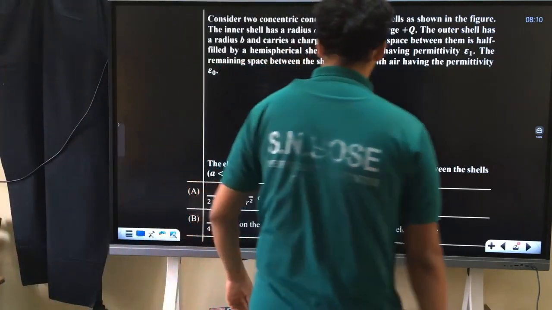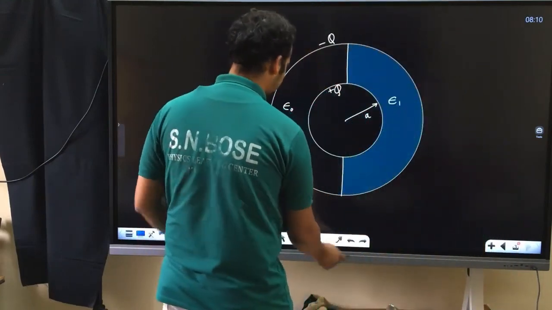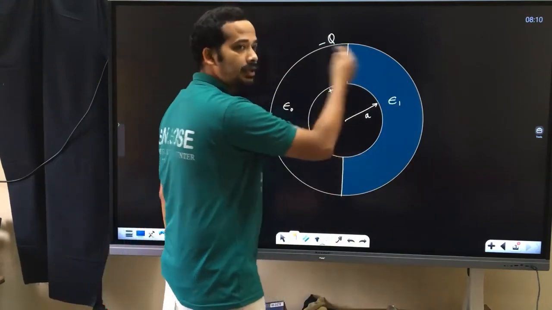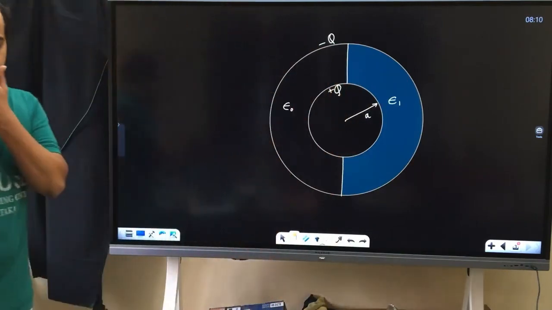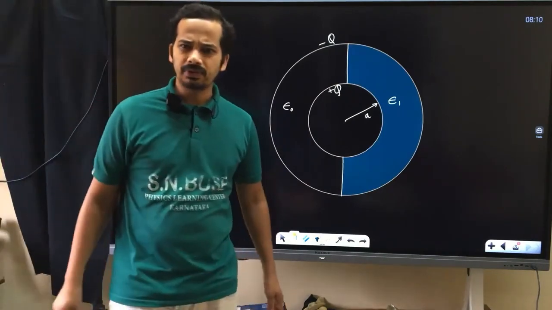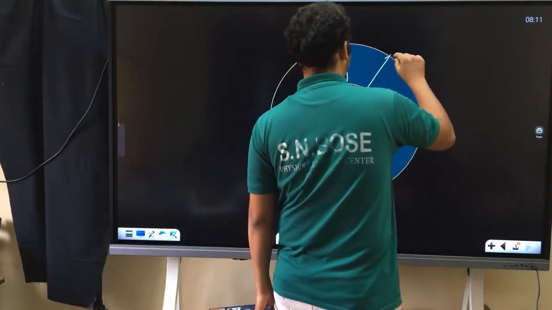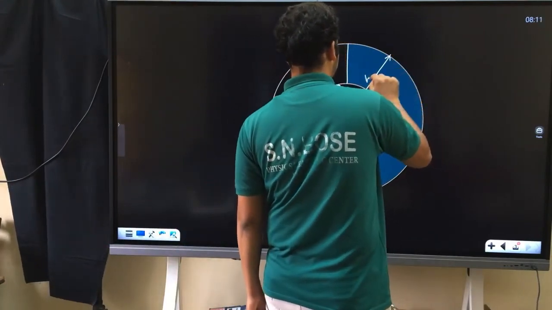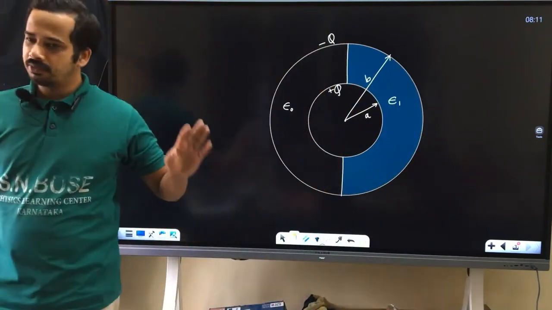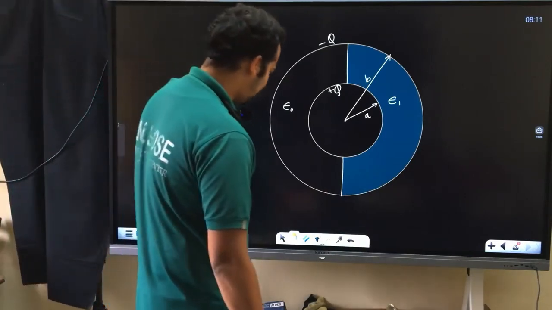This is the configuration. Air here, dielectric here. These are conductors, plus Q, minus Q. This is a problem from J.D. Jackson actually. I don't think Griffiths has mentioned any similar problem. Anyway, we shall check. So this is B here, the outer radius B. Now I will do it in one way that is actually wrong. You just check where it goes wrong.